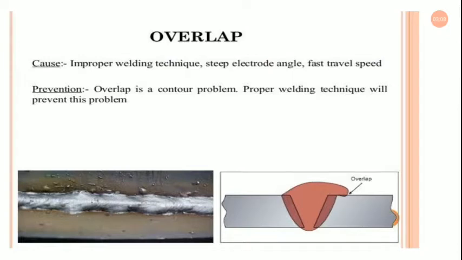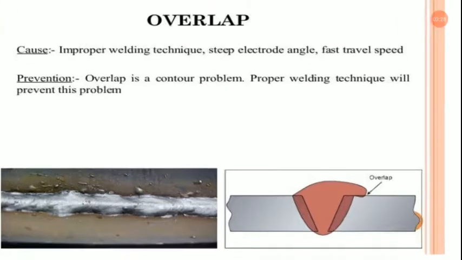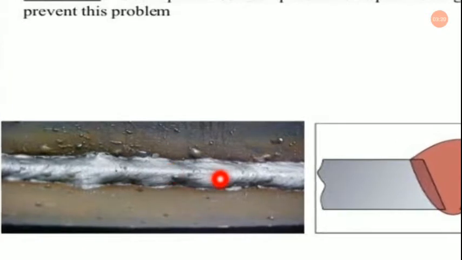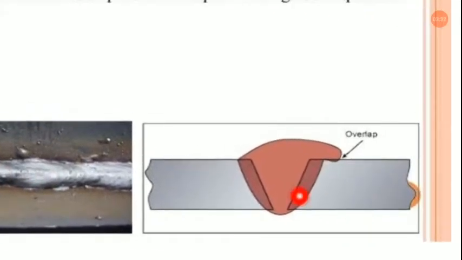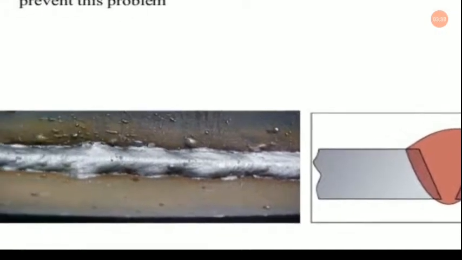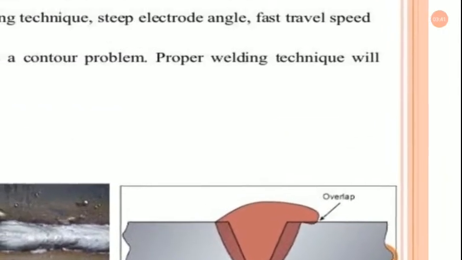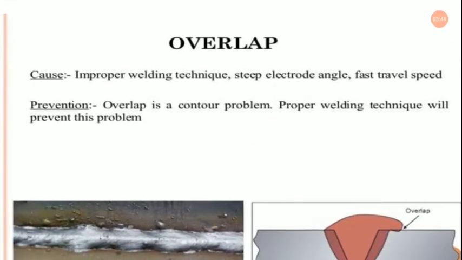Next is overlap. It is caused by improper welding technique, steep electrode angle, and fast travel speed. And what is the prevention? Overlap is a contour problem. In this figure you can find the overlapping. This is a schematic diagram. This is the overlapping, as you can see over here. So what happens? Overlap is a contour problem. Proper welding technique will prevent this problem.